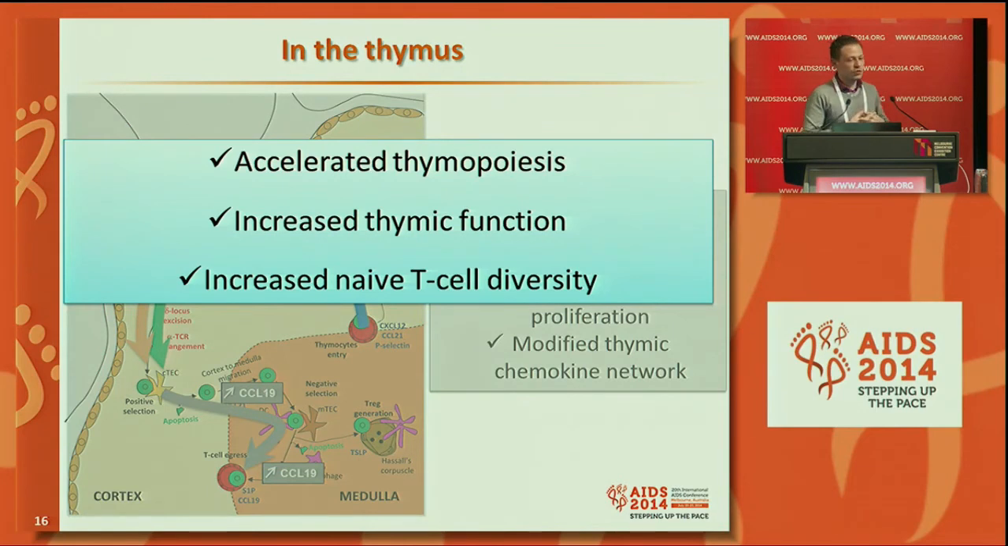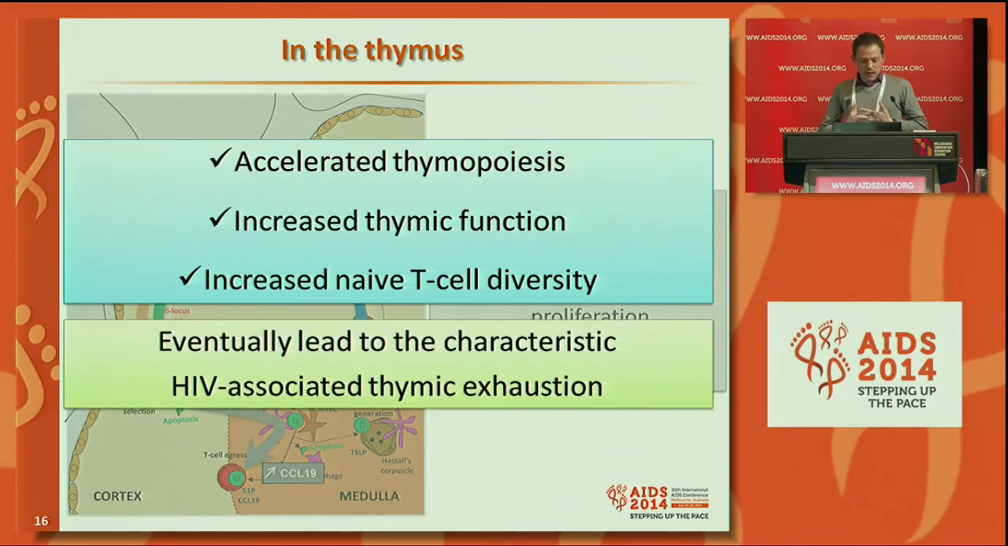Acute SIV infection results, though, in an accelerated thymopoiesis, which will transiently increase the thymic function. These two phenomena will imply an increased naive T-cell diversity just after the virus entry within the organism. This phenomenon could eventually lead to the characteristic HIV-associated thymic exhaustion, which is observed in chronically infected patients.